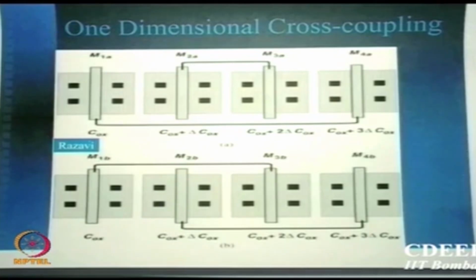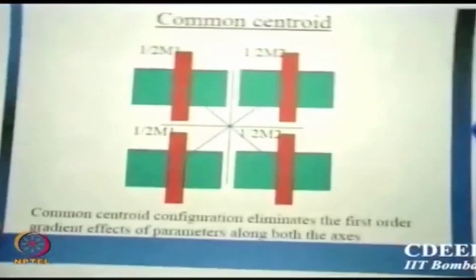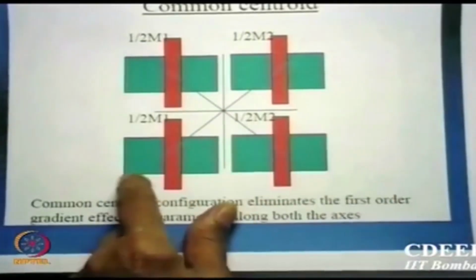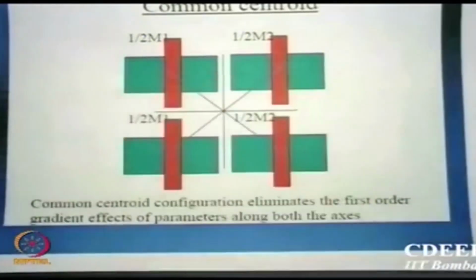Okay, the circuit which I showed you earlier, I should have shown now. This is called common centroid. Is it clear? Half M1, half M2, half M1. You can even flip this. Okay, even better.